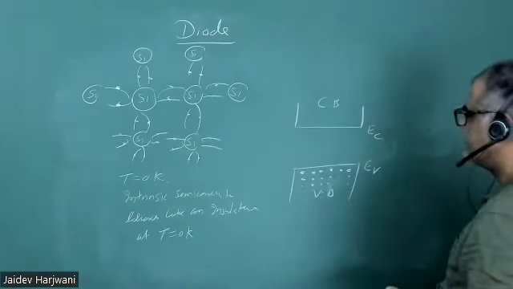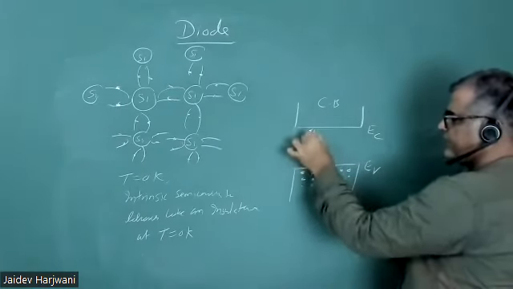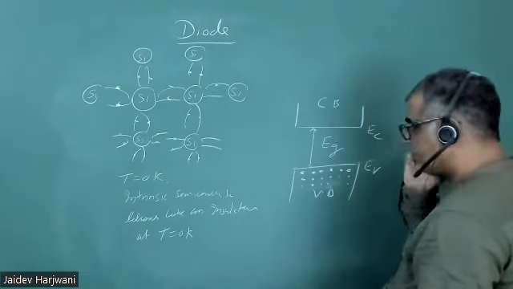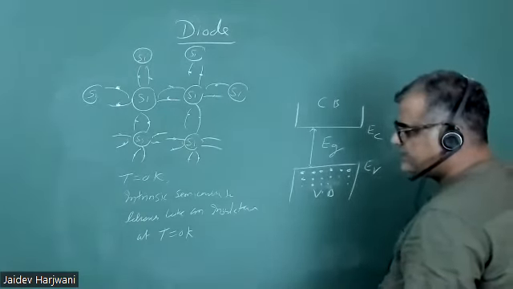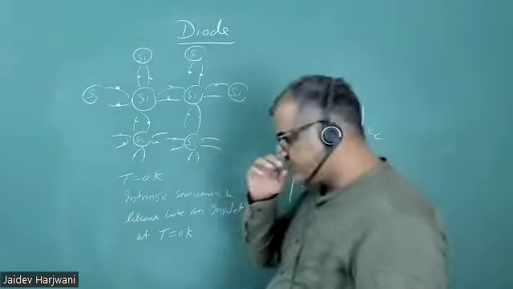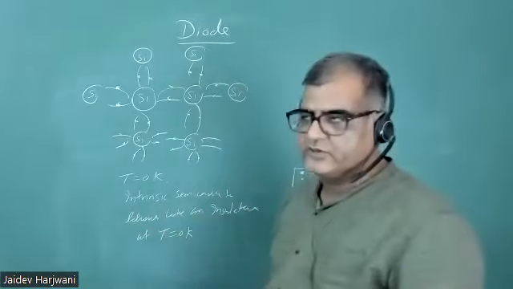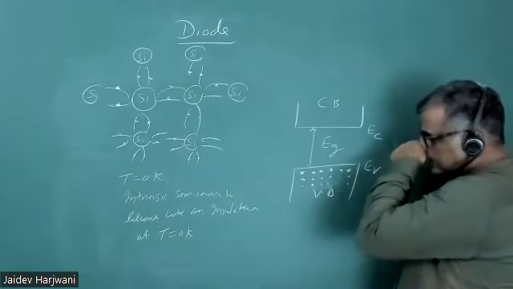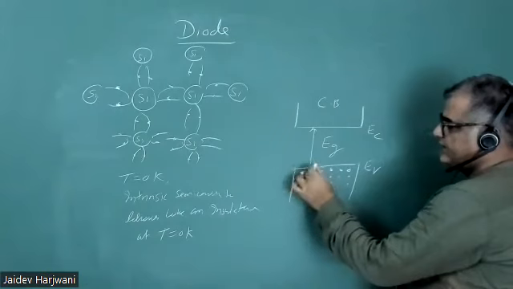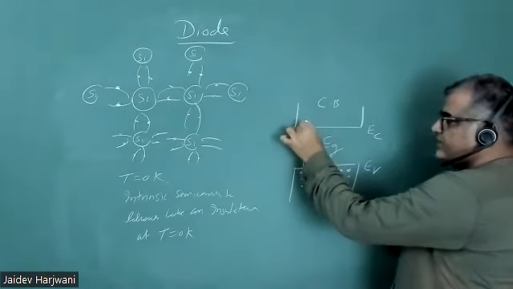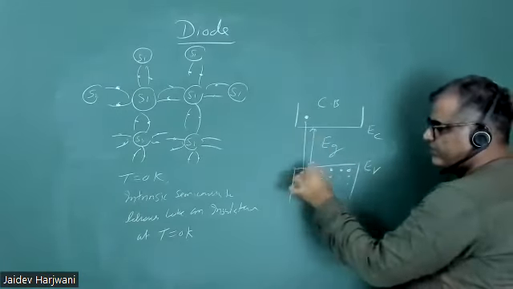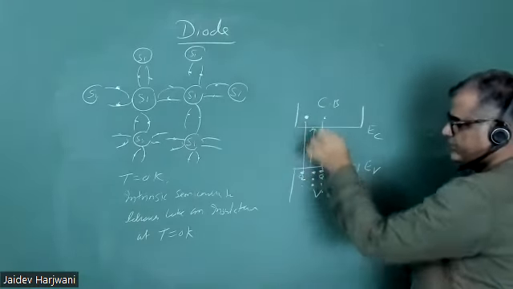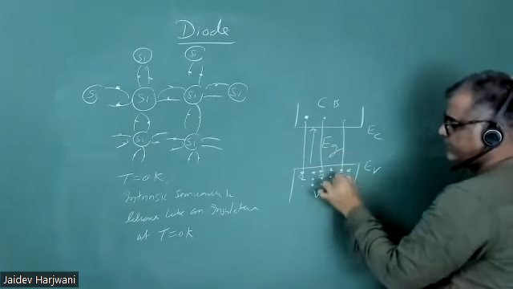Now this gap is called your EG. Now you are supplying some energy, the temperature is rising above T equal to 0. So what will happen? These electrons will gain this energy and they will move to the conduction band. So if 1 electron goes here, 1 hole will be here. If 2 electrons go, you have 2 holes here, and 3 electrons move here, you have 3 holes here.